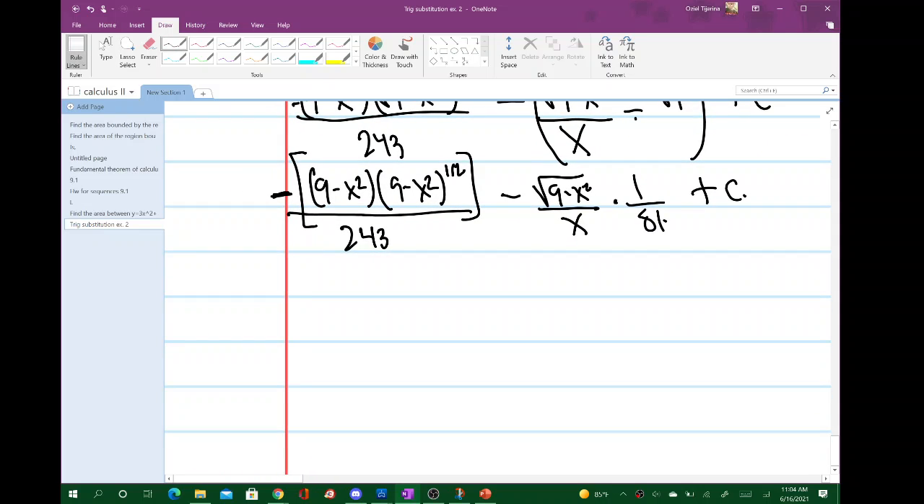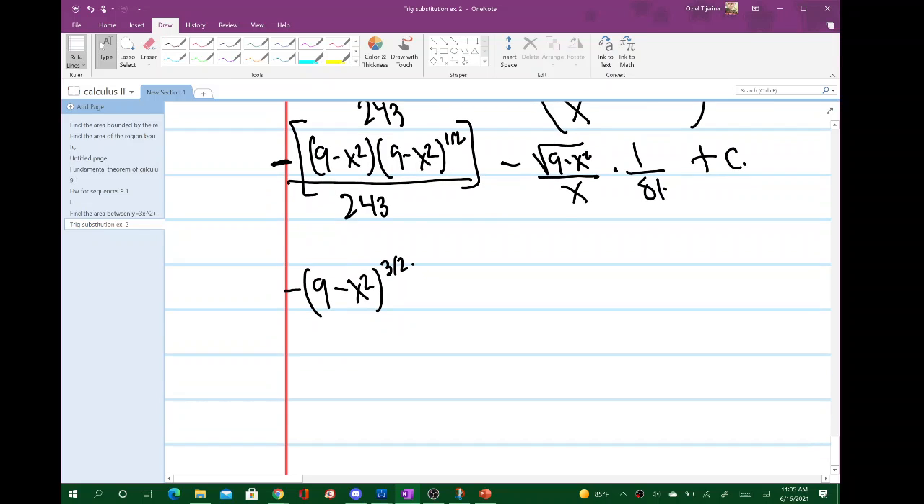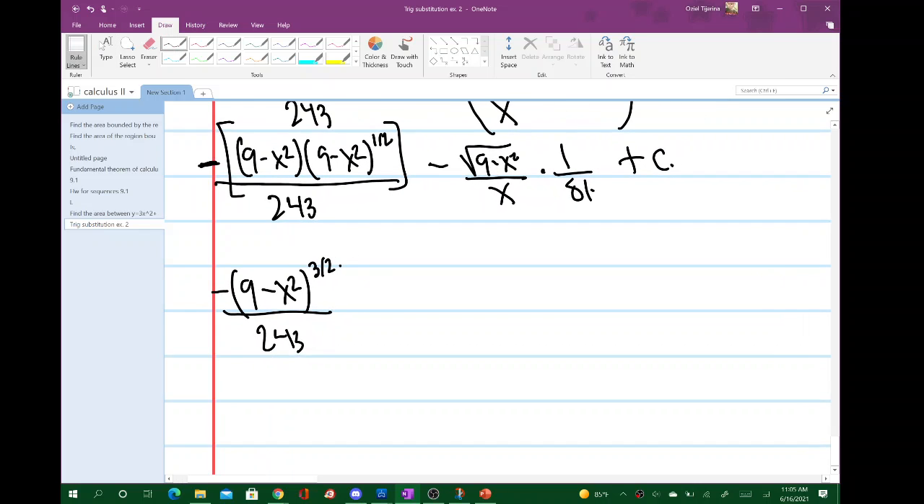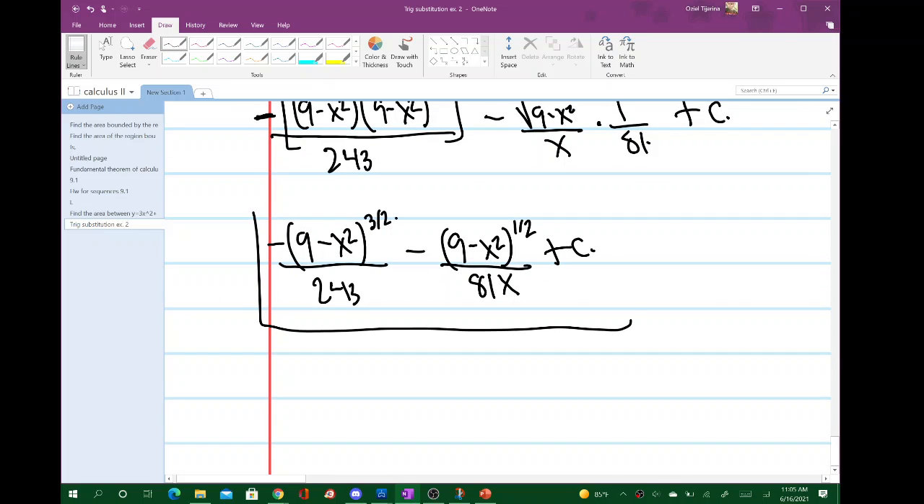So then we can use the laws of exponents. So we can say that this is equal to negative 9 minus x squared raised to the 1/2 plus 1, that's 3/2, right? Over 243, and then minus 9 minus x squared raised to the 1/2 over x, or actually, because it's 1 over x times 1 over 81, it's going to be over 81x, and then plus c. At least I think that's how it is. I hope. Let me go ahead and check it very quickly.